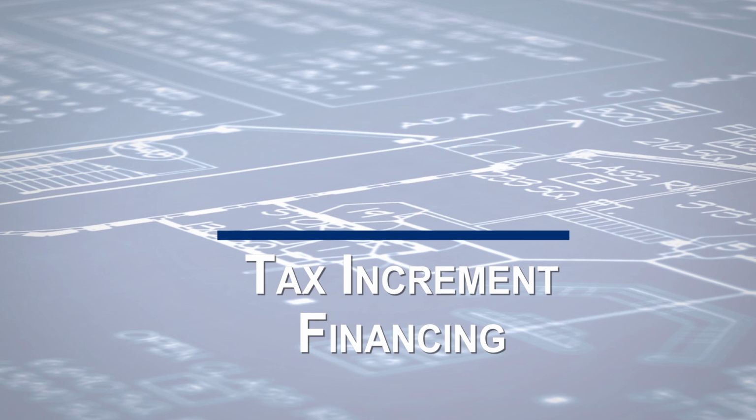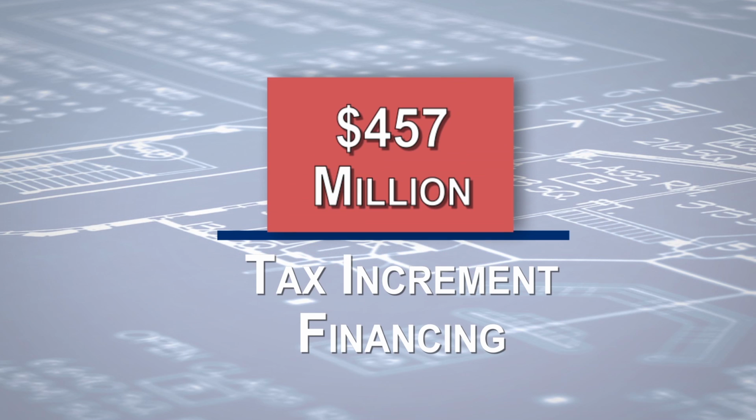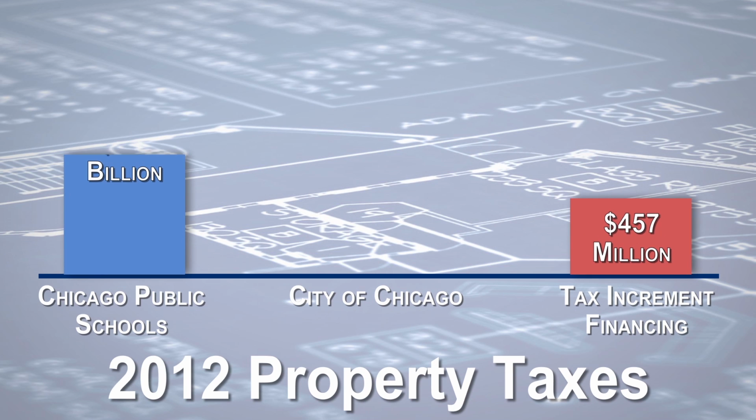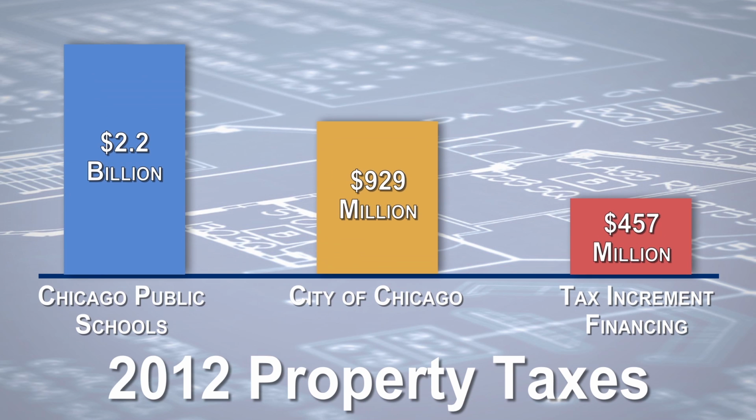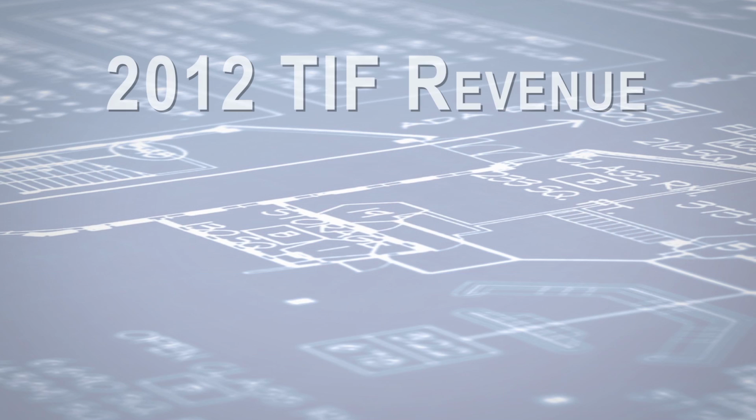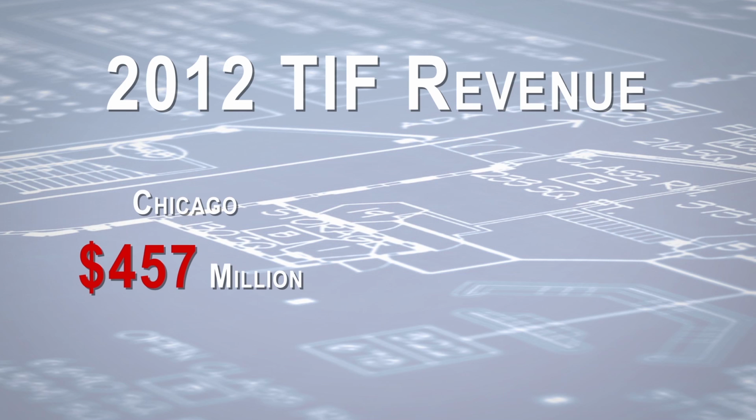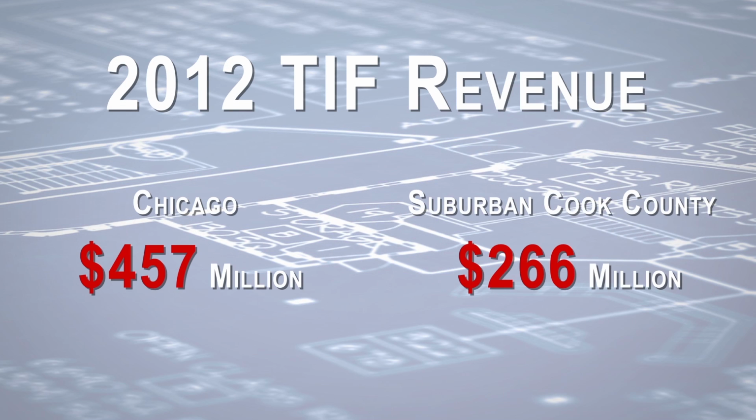In 2012, the city's TIFs, if they were considered a single taxing body, would represent the third largest district in the city, behind only Chicago Public Schools at $2.2 billion and Chicago itself at $929 million. In 2012, $457 million was collected by Chicago TIFs and $266 million by suburban Cook County TIFs.